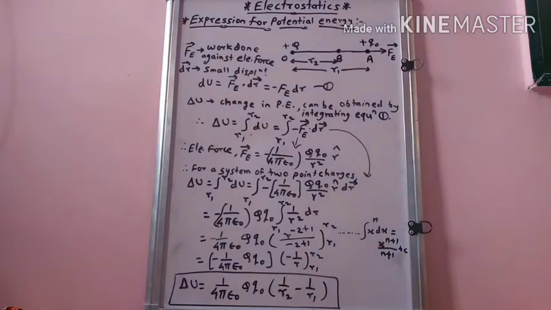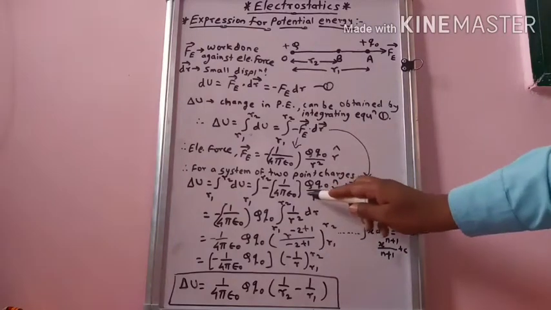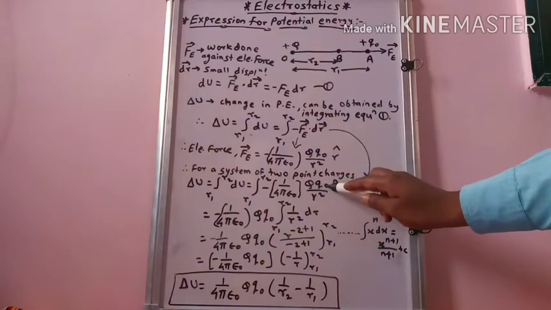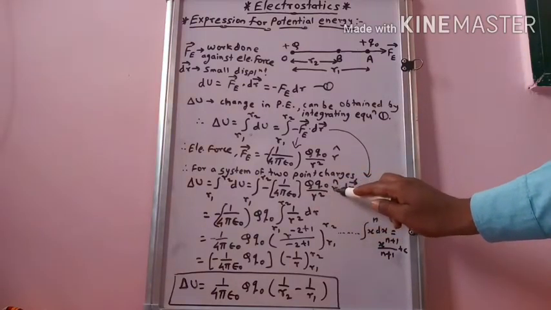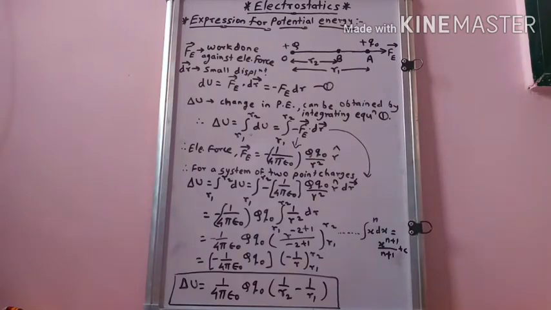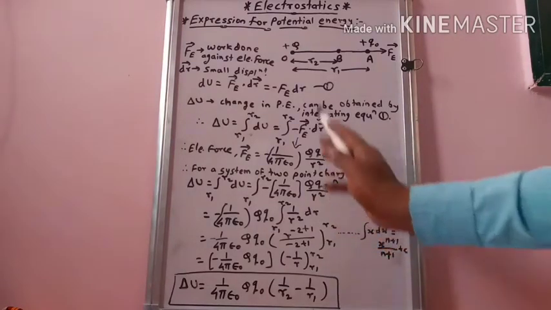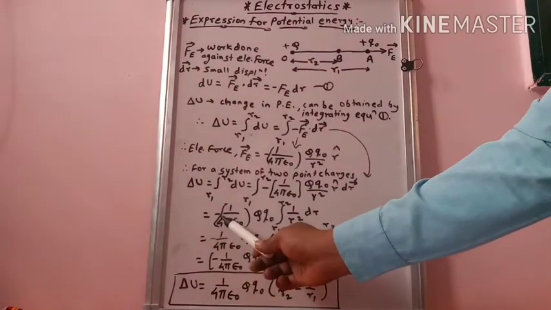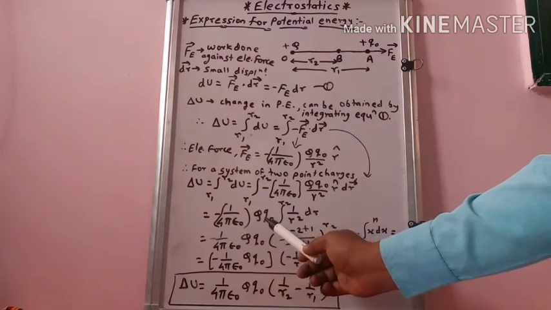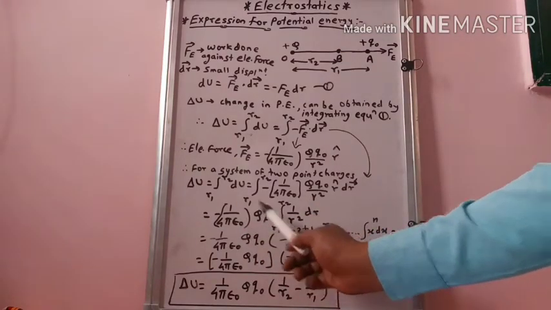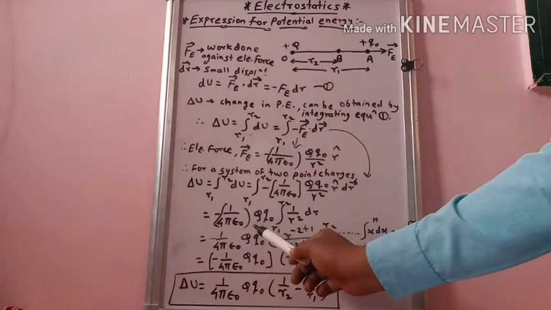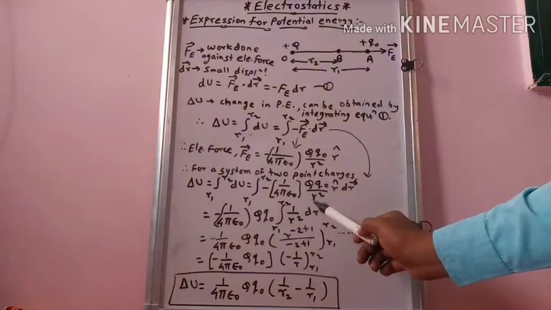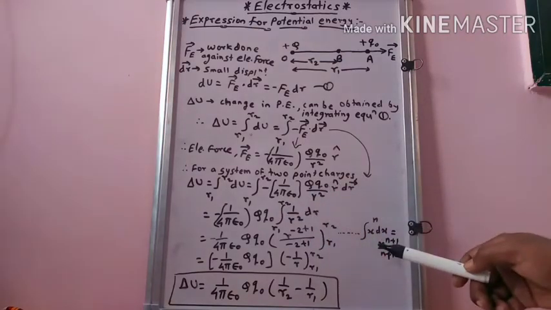Then we can integrate this equation. We know that minus 1 upon 4 pi epsilon naught, Q Q0 upon r squared is a constant term, so it can be written outside the integration. Therefore, the next step is delta U equal to minus 1 upon 4 pi epsilon naught, Q Q0 as it is, written outside the integration because it is a constant term, and the integration from R1 to R2 of the remaining part, 1 upon r squared dr.